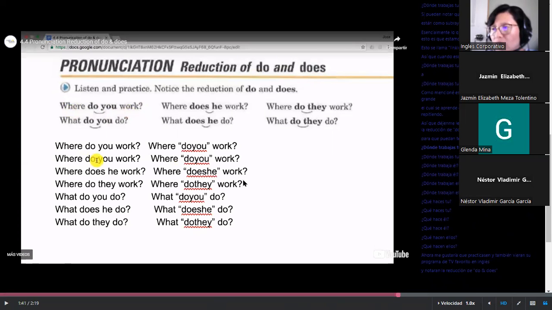Where does he work? No digo where does he work, sino where does he work? Esta es, ¿verdad? Como aquí la H es silent, es muda, se une con la E. Where does he work? Where do they work? What do you do? What does he do? What do they do? Okay, entonces, cuando habla de reduction con las preguntas with do and does, estamos hablando de eso. To put together the auxiliary with the subject, right? And to listen to the reduction of this sound, okay?